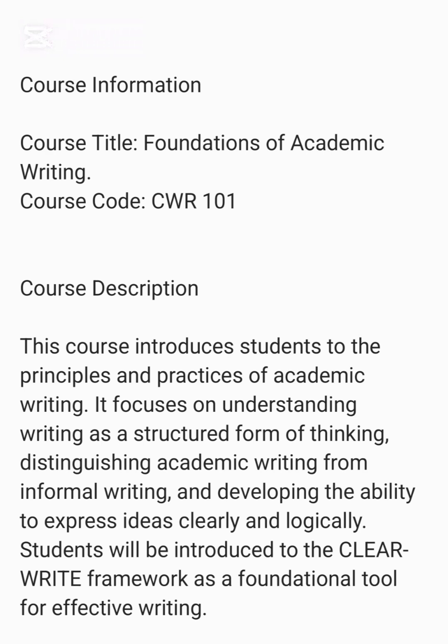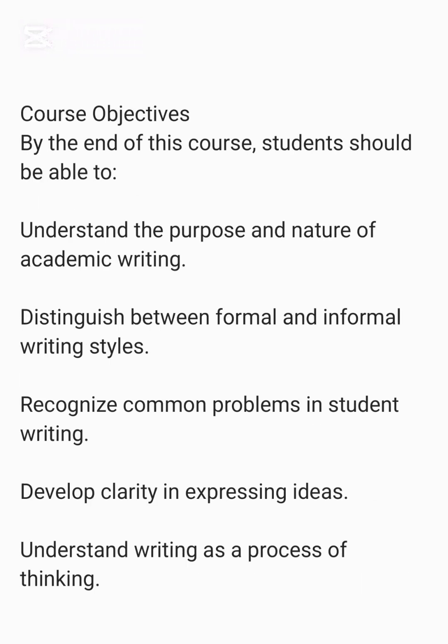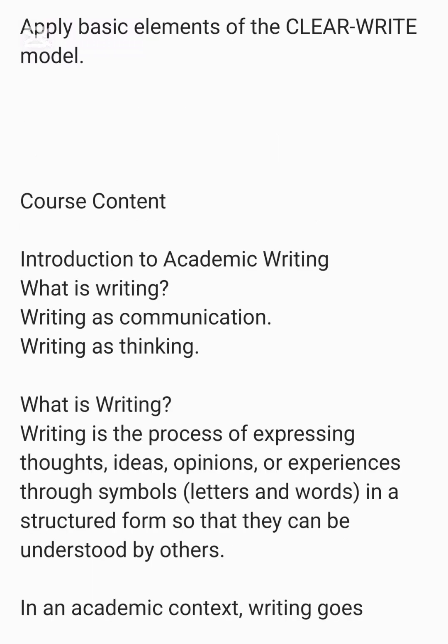What are the course objectives? By the end of this course, students should be able to, number one, understand the purpose and nature of academic writing. Number two, distinguish between formal and informal writing styles. Number three, recognize common problems in student writing. Number four, develop clarity in expressing ideas. Number five, understand writing as a process of thinking. And the last one, knowing how to apply basic elements of the Clearwright model.